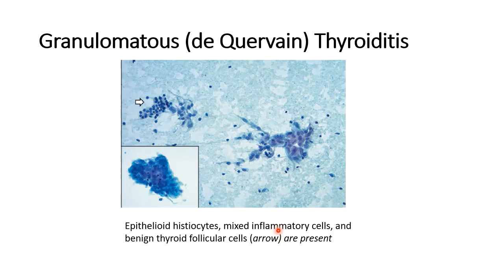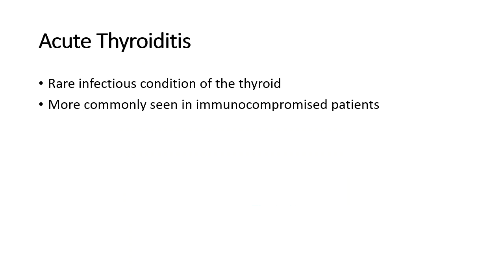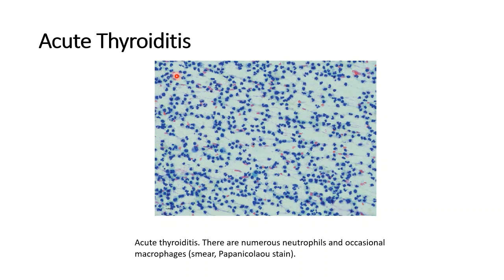And acute thyroiditis is very rare. It is a rare infectious condition of the thyroid, mostly seen in immunocompromised patients, where you can see marked inflammation in the thyroid. You can also find some causative organisms in immunocompromised patients, especially.